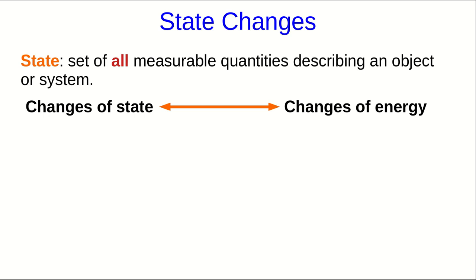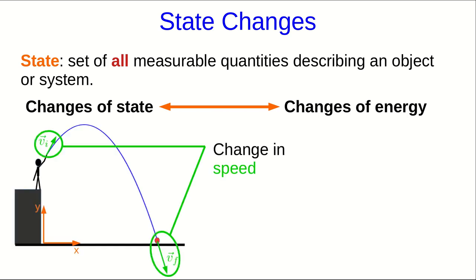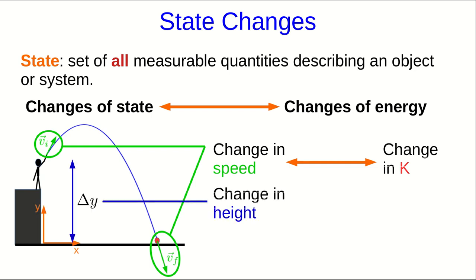And notice something, energy is abstract. You can't see it, you can't even directly measure it. But changes in energy are always associated with changes in more concrete things that you can see or measure. So, thinking about our ball, we see we've had changes in speed, and those are associated with changes in kinetic energy. And we have changes in height, which are associated with changes in gravitational potential energy.